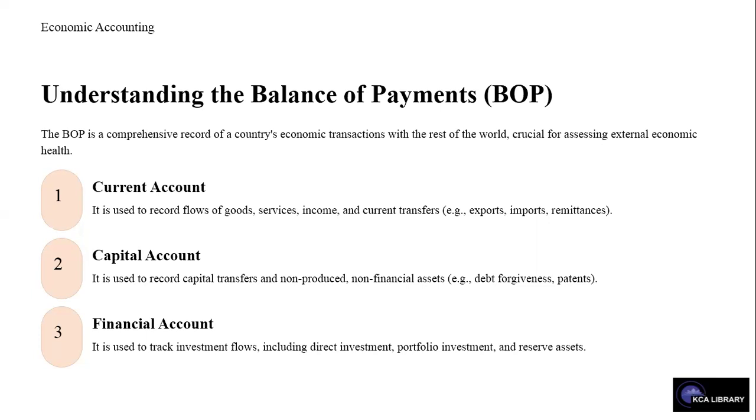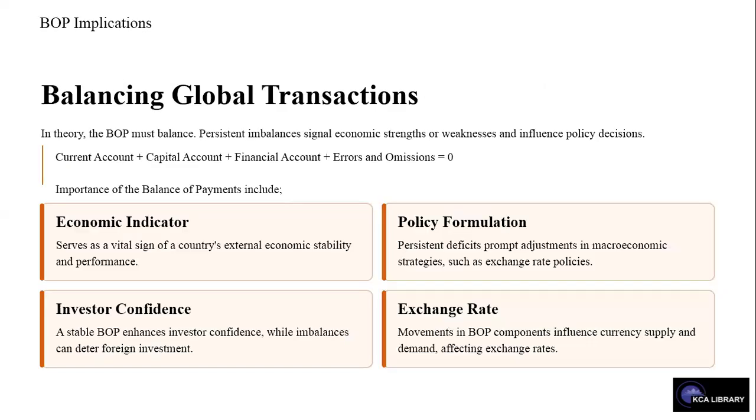As per the capital account, it is used to record capital transfers and non-produced, non-financial assets, such as debt forgiveness, patents, and the like. And the financial account is used to track investment flows, including direct investment, portfolio investment, and reserve assets. How then do we balance global transactions? In theory, the balance of payments must balance.